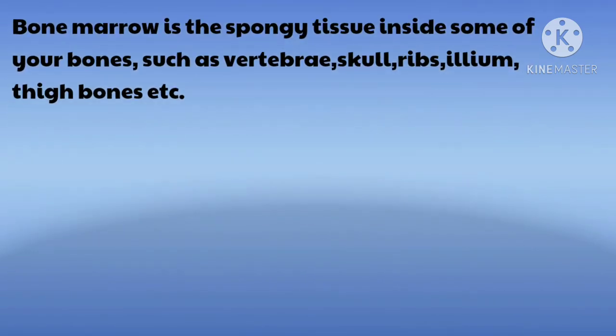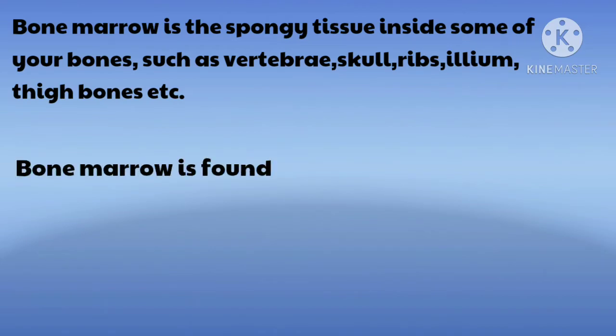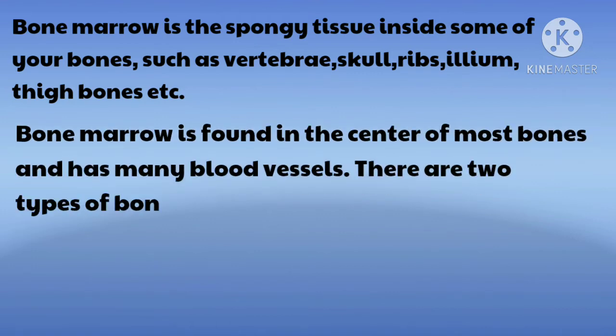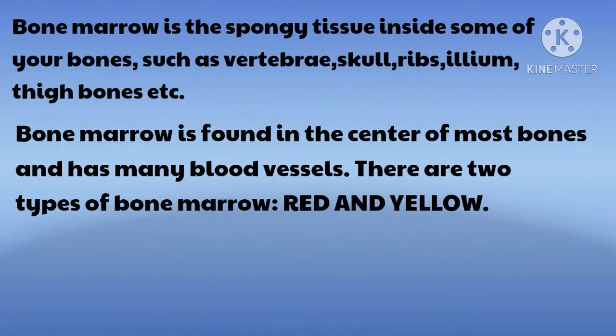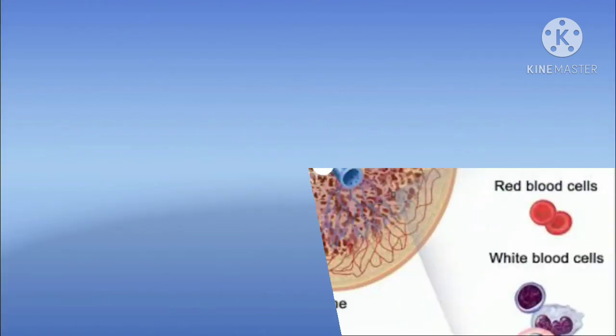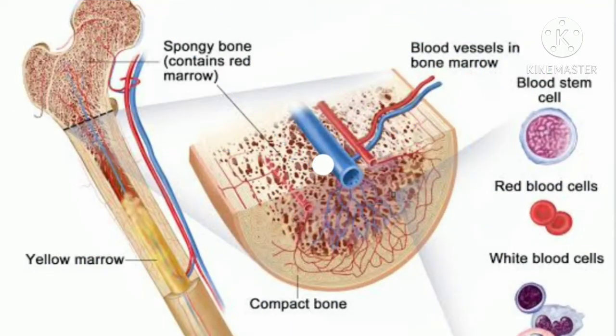So students, bone marrow is the spongy tissue, or spongy blood producing tissue, which is found in some of our bones like vertebrae, skull, ribs, ilium and thigh bone, etc. Right? So the question, where is the bone marrow found? What is the location? Bone marrow is found in the center of most bones and has many blood vessels, and there are two types of bone marrow, that is red bone marrow and yellow bone marrow. In the coming picture you can see how it looks and where it is located.